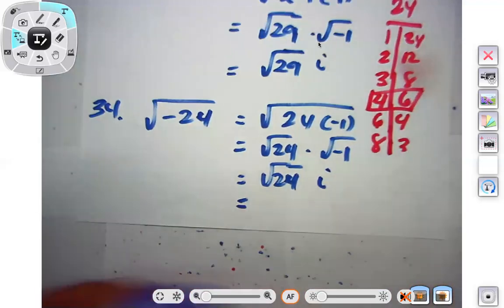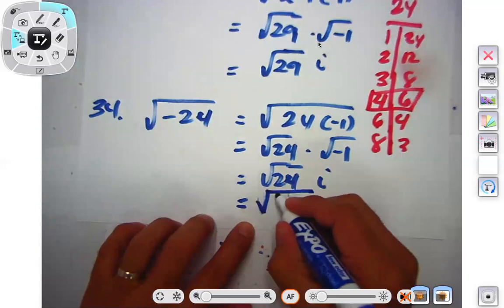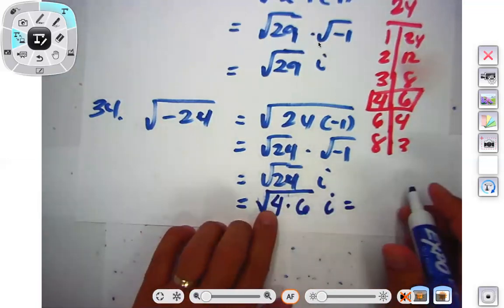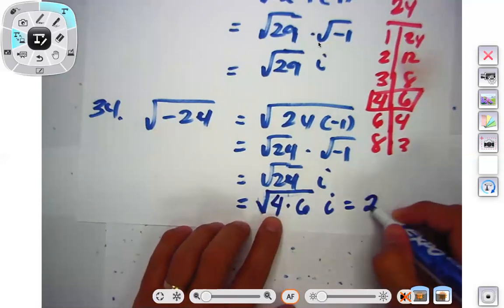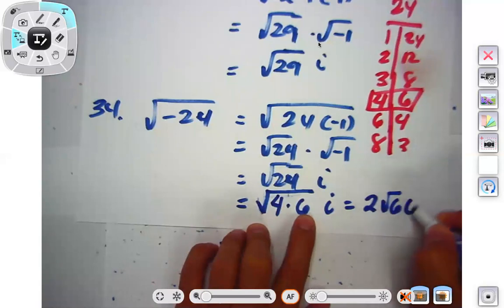So that means we have 4 and 6, i. The square root of 4 is 2. 2 square root of 6, i. All right.